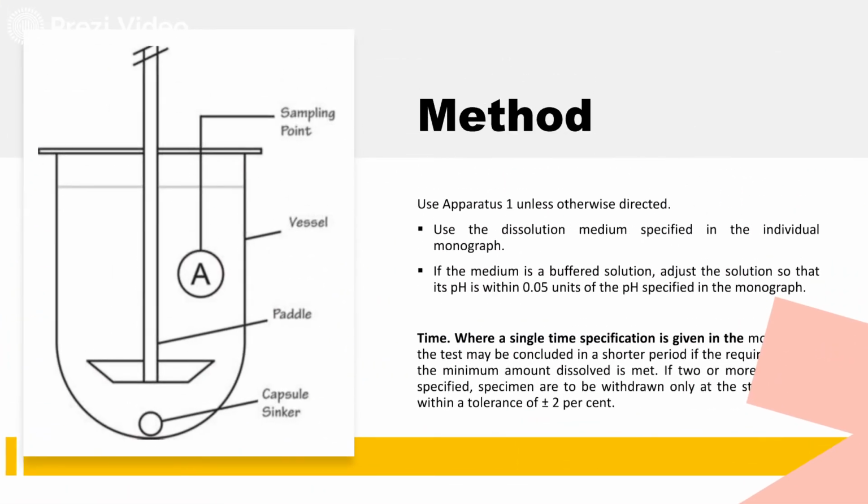So this is the apparatus which is being used. We take the dissolution test apparatus. You can see there is the sampling point. You can see the vessel shape, it is hemispherical. Then the paddle which is connected. In place of the paddle, you can also use a basket.